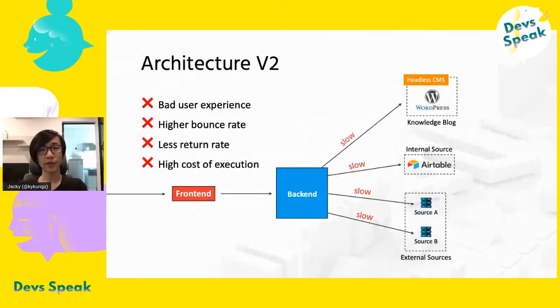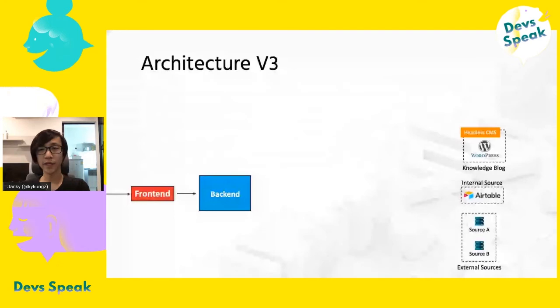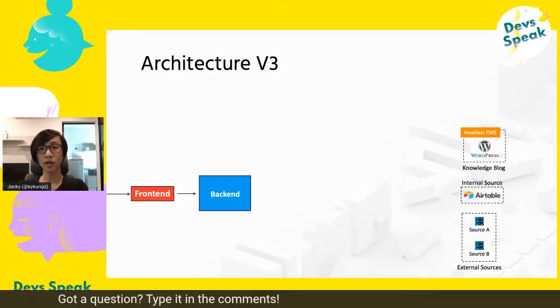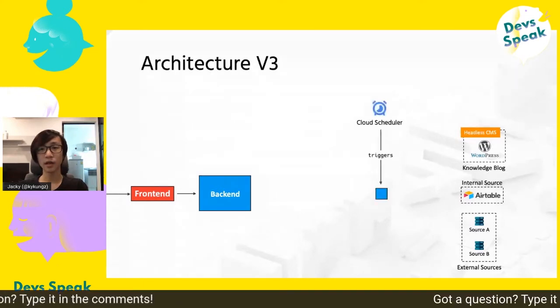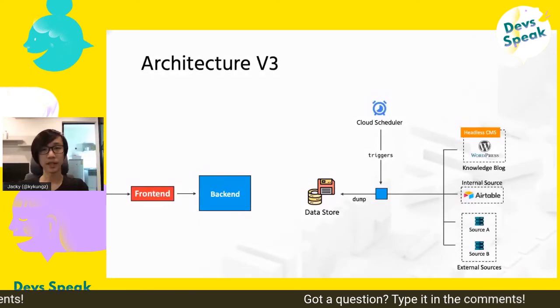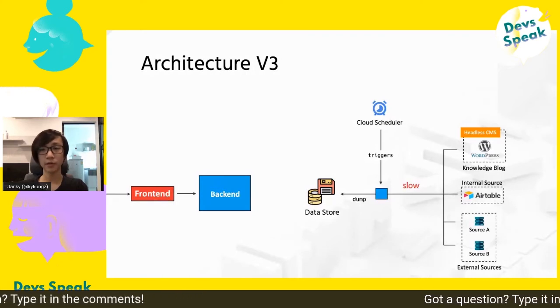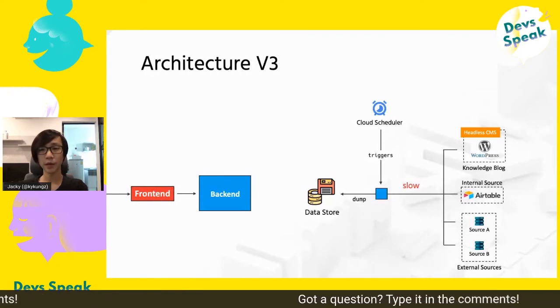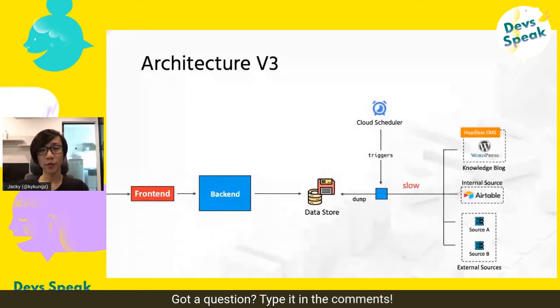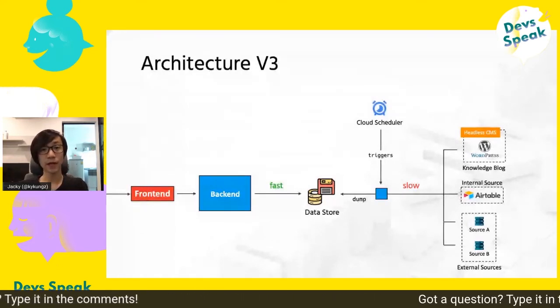This is what we did to solve the problem. Instead of fetching from the original sources every time, we set up a cloud scheduler to run every 1 hour, which loads all the data from each source and dumps it into our data store on Google Cloud Storage. Although this process still takes the same amount of time as the previous one, now the website will be fetching the data straight from our store, which will be much faster.